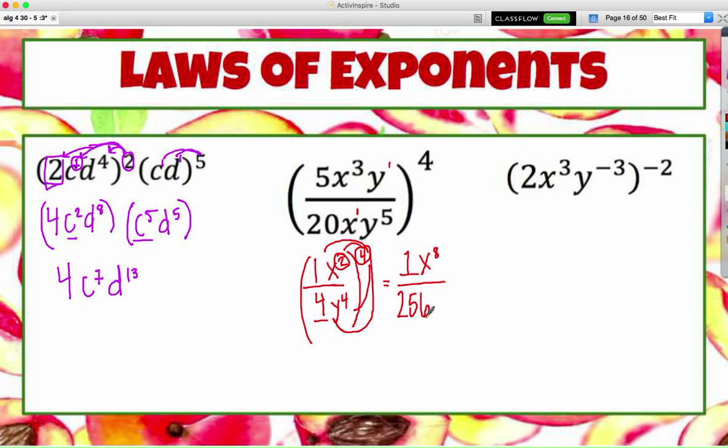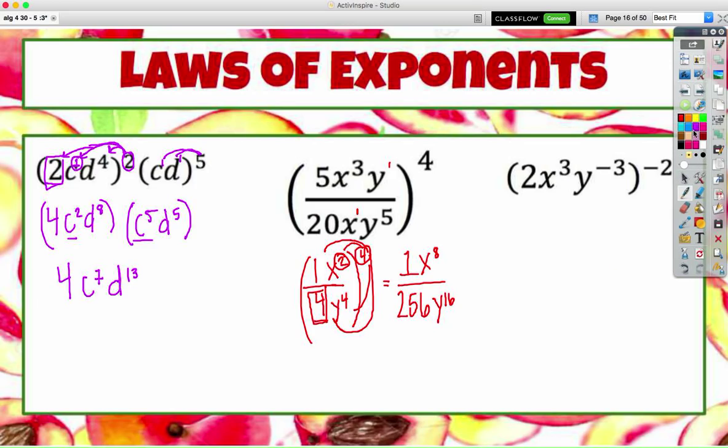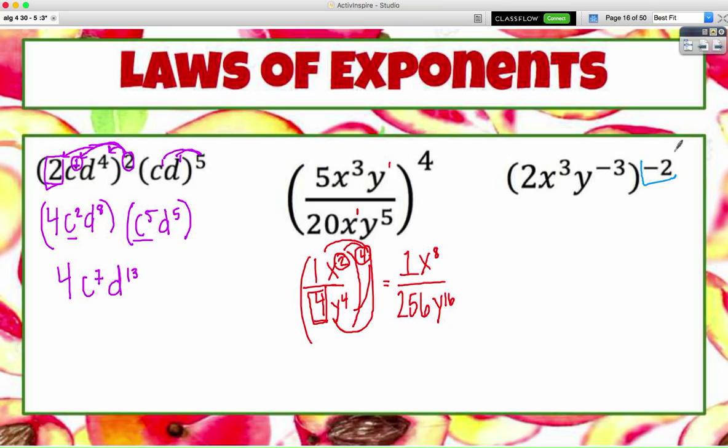I'm not doing 4 times 4 because this big 4 here is a coefficient. When I get to the y though, since it's an exponent to another exponent, I can multiply and I get y to the 16th power. And that would be our final answer because I couldn't reduce, those are unlike terms, and 1 over 256, there's nothing else I can do with that. The last one here, I'm going to make sure I distribute this exponent to everything inside the parentheses. If it's an exponent, it'll get multiplied.